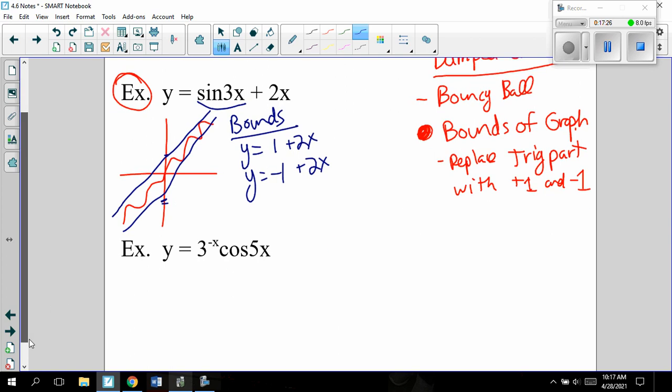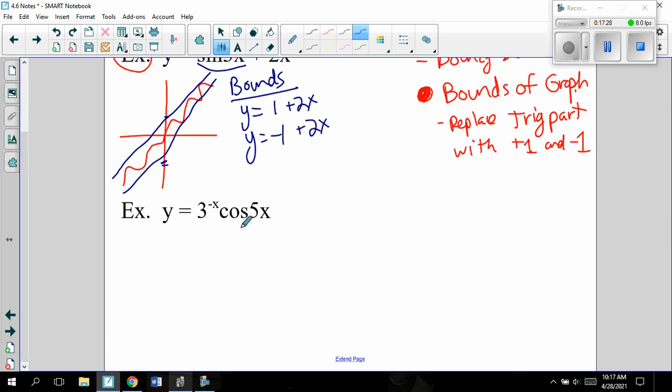So let's try another one of these. So we're going to get our functions, and then we'll go graph all of it together. So to find my bounds, again, I'm going to replace the trig part with ±1. So here's my trig part.